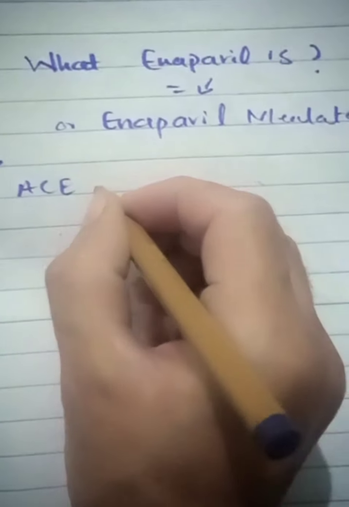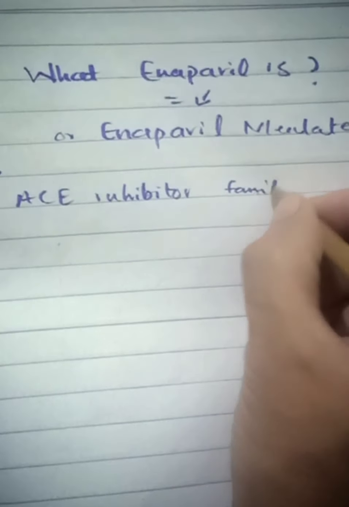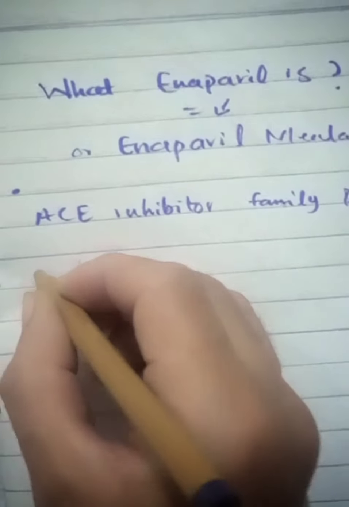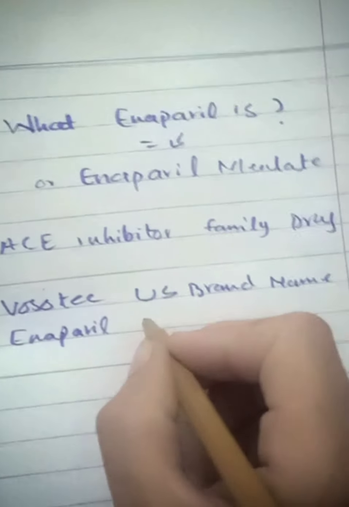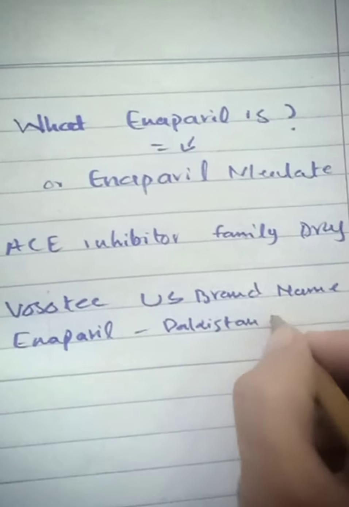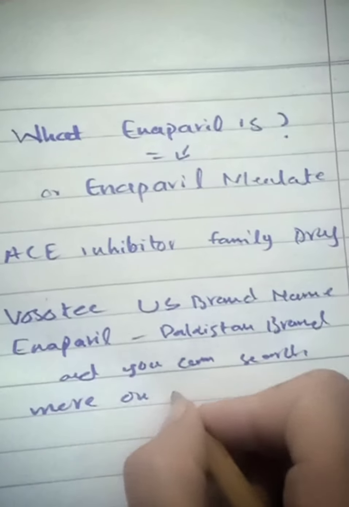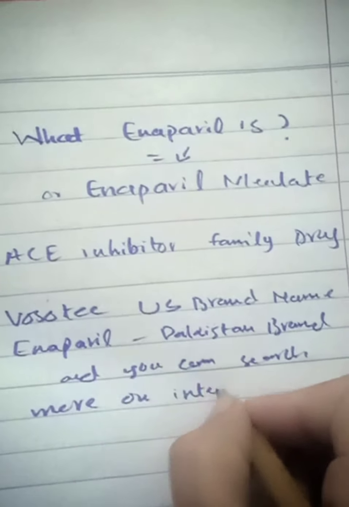So, what is Enalapril? Actually, Enalapril is an ACE inhibitor. ACE stands for angiotensin converting enzyme. It is used to treat your high blood pressure, hypertension. This medicine is available all over the world. In the US, Vasotec is a brand name and Enalapril is a brand name in Pakistan. It is available everywhere in every store. It is a very important drug.